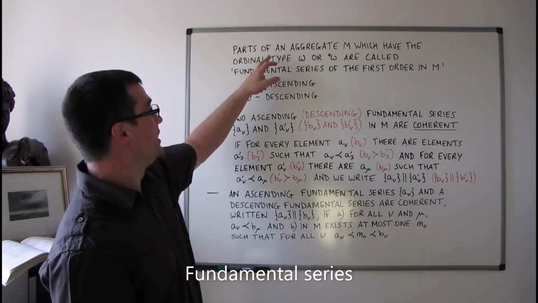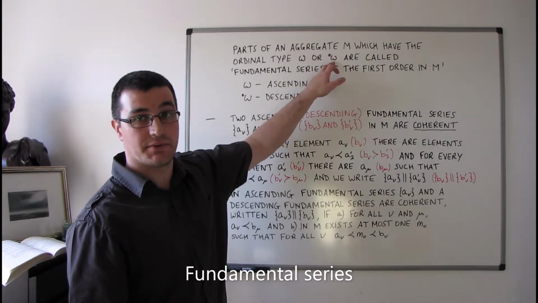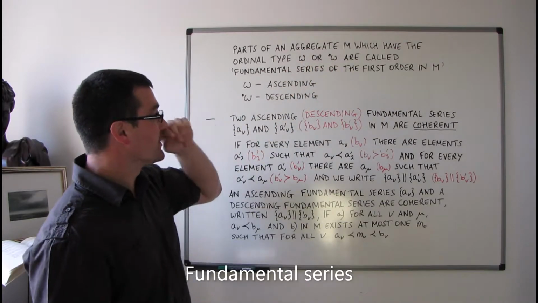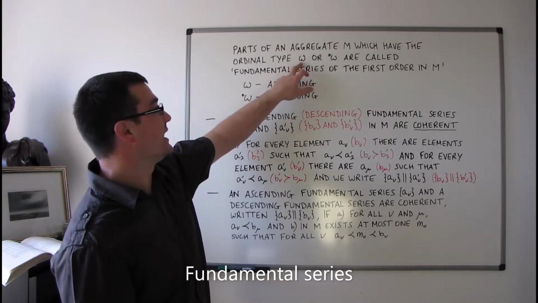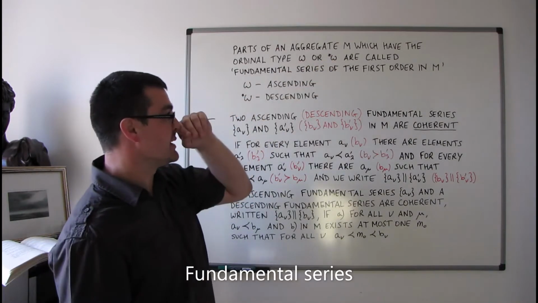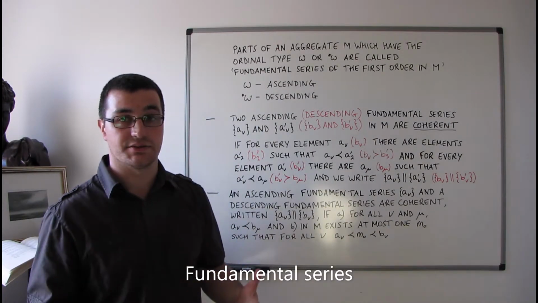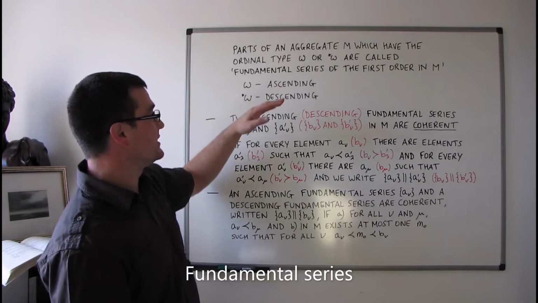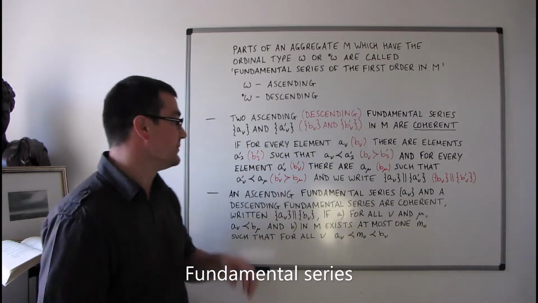So M itself doesn't have to have either of these ordinal types. It could be very different, but if we can extract a part that has either of these ordinal types, then we've got what's called a fundamental series of the first order in M. Usually we'll just call it a fundamental series. In particular, we'll refer to omega as an ascending fundamental series and omega star as a descending fundamental series.